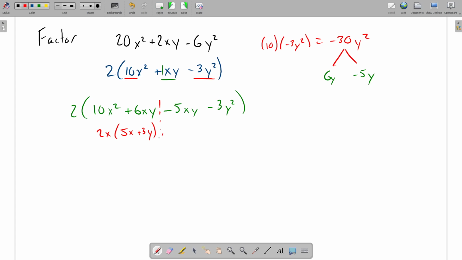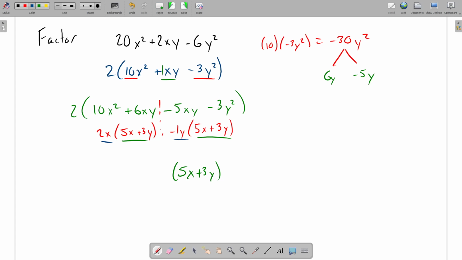Looking at the two terms on the right, negative 5xy minus 3y squared, there is a greatest common factor of negative 1y. If we take out a negative y, we should be left with 5x plus 3y. So 5x plus 3y, 5x plus 3y, we have the same on both sides. We've done this correctly. And that 5x plus 3y is one of our two factors.